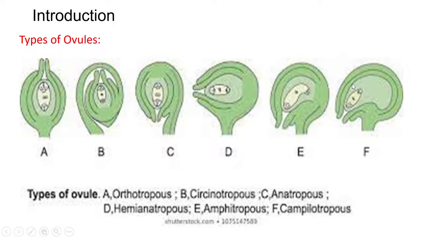And last one, campylotropous. It is a curved embryo placed transversely in the ovary and ovule is bent like horseshoe shape. So the micropyle end and chalazal end come close to each other. In this way, dear students, we have studied different types of the ovules: orthotropous, circinotropous, anatropous, hemianatropous, amphitropous, and campylotropous.